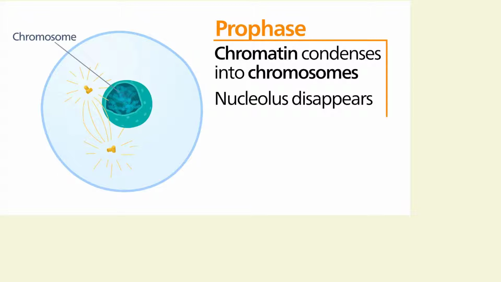Chromatin condenses into those chromosomes, those X shapes, and the nuclear envelope or membrane starts to break down or disappear. In animal cells, the centrioles near the nucleus begin to separate and move to opposite poles or opposite sides of the cell. As the centrioles move, a spindle starts to form between them. The spindle consists of these little fibers made of microtubules.